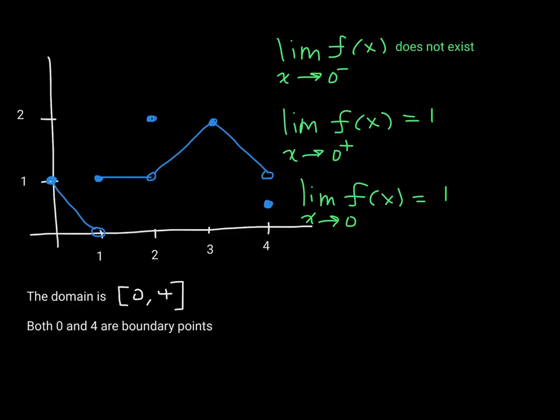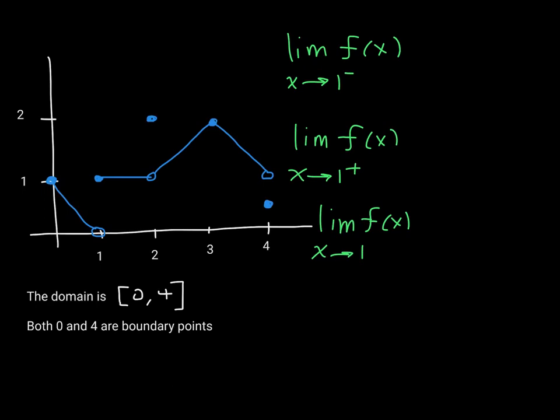All right? Now let's look at x equal to 1. Now, 1 is not a boundary point. 1 is an interior point. Okay, now the limit as x values approach 1 from the left. As x values approach 1 from the left, your function values are approaching 0.